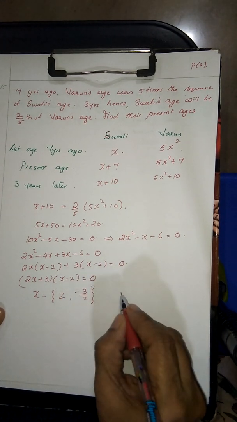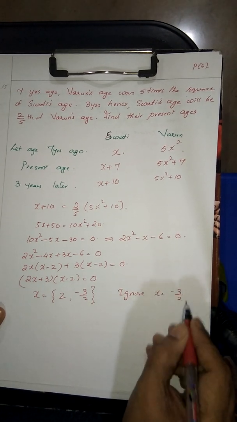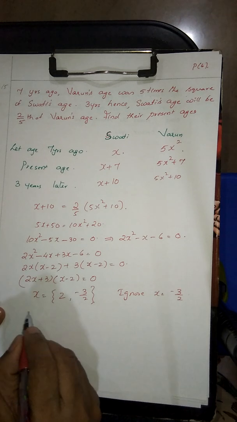Again, ignore x is equal to minus 3 by 2, for the same reason. So x is equal to 2.